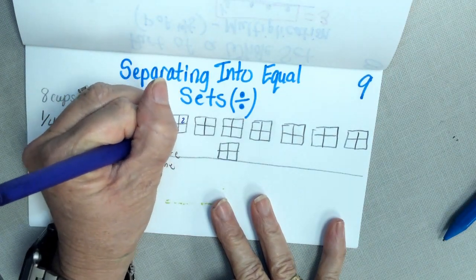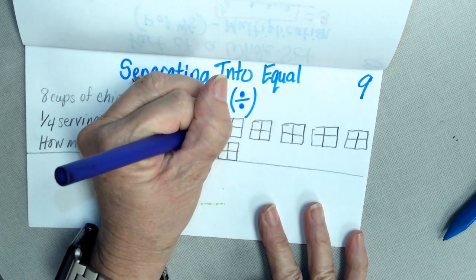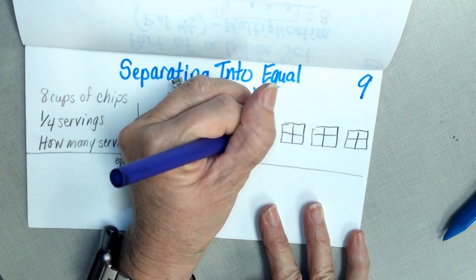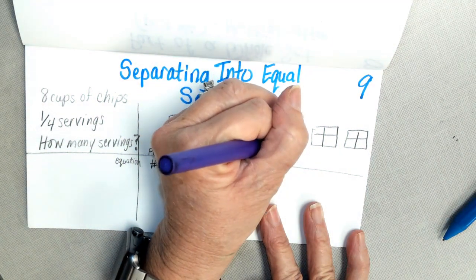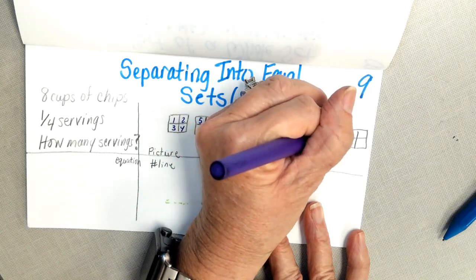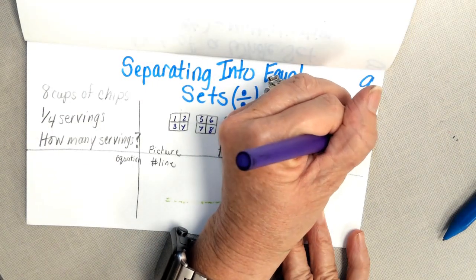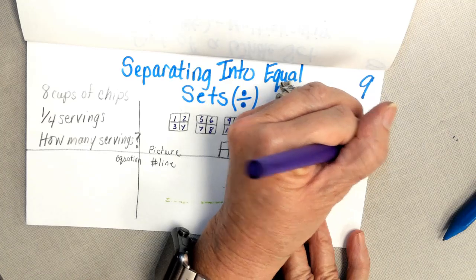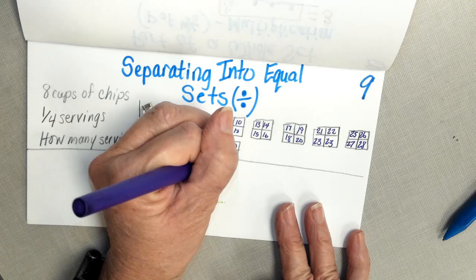1, 2, 3, 4, 5, 6, 7, 8, 9, 10, 11, 12, 13, 14, 15, 16, 17, 18, 19, 20, 21, 22, 23, 24, 25, 26, 27, 28, 29, 30, 31, 32.